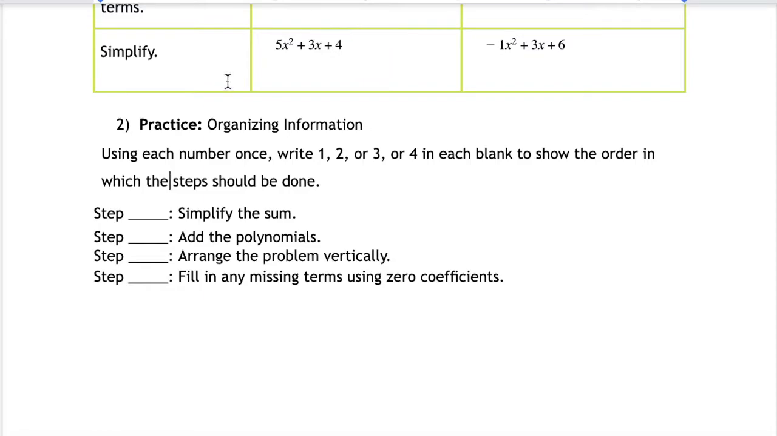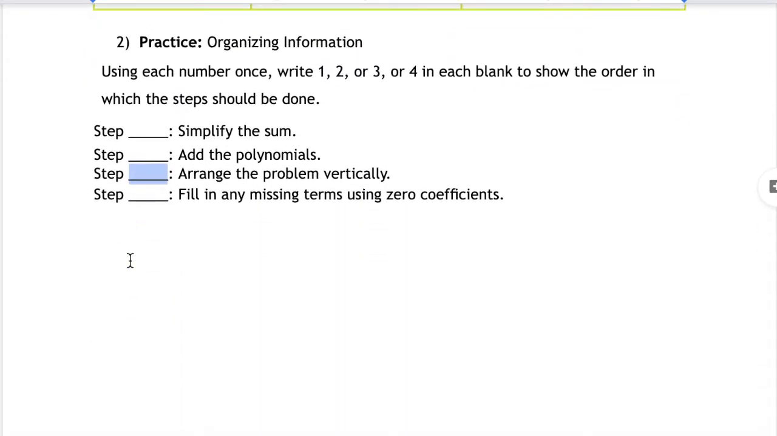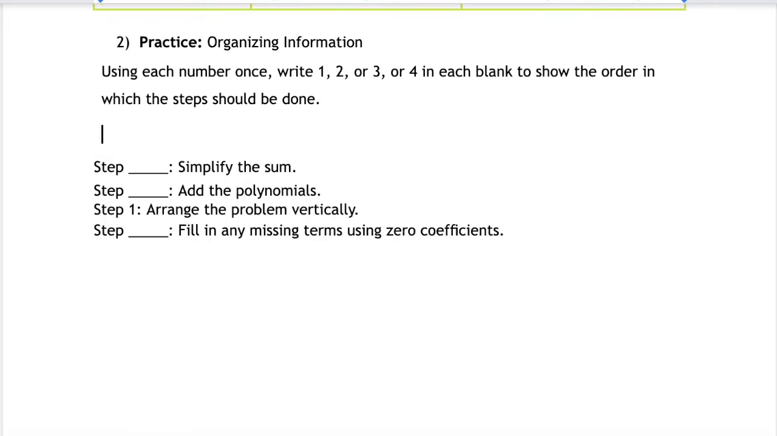So whenever we're working on adding polynomials together, we want to think about the steps that we want to take. So the first thing that we want to do when we're working through adding polynomials vertically, so we just did an example where we were adding them horizontally, is that we want to arrange the problem vertically. So when we're adding polynomials vertically, we just saw an example where we're adding side by side, but now we're going to try adding them vertically.